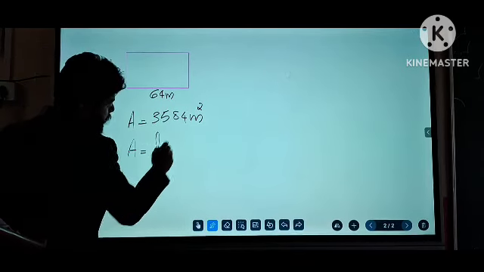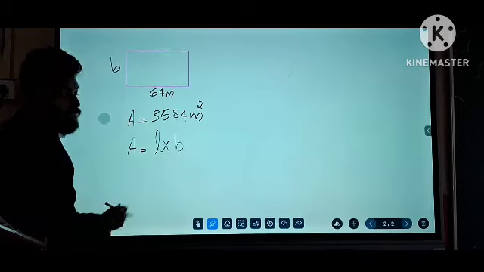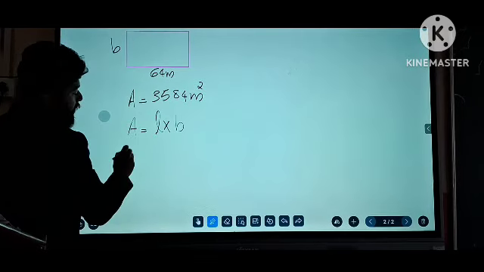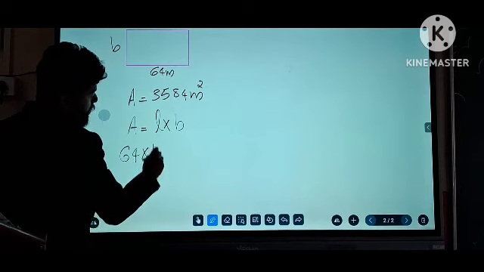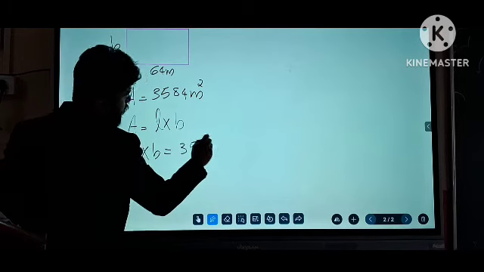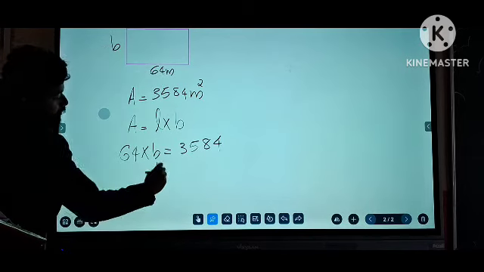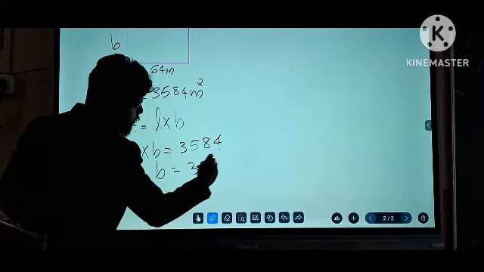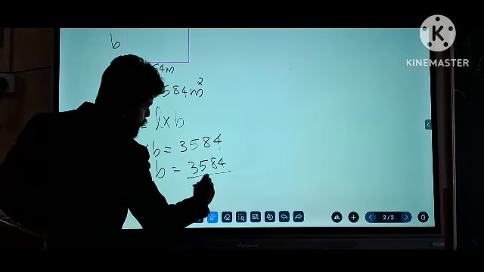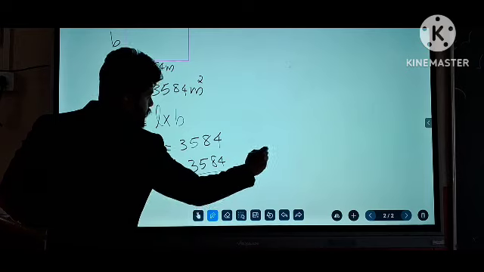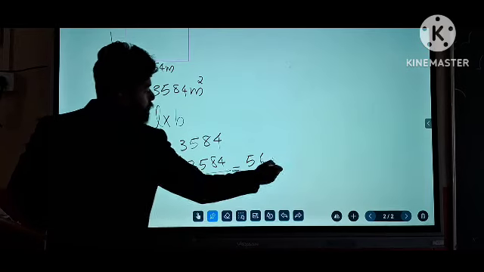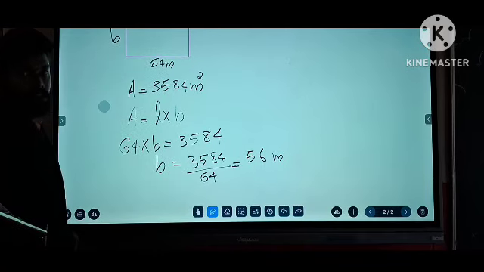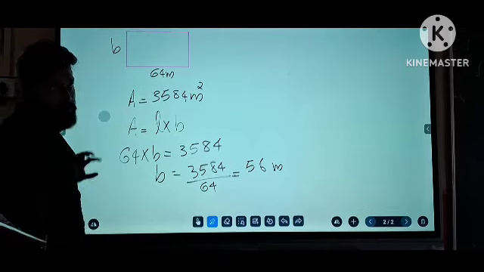Area is equal to length into breadth. So length is already given, that is 64, into breadth is equal to 3584. From this, breadth is equal to 3584 divided by 64, that is equal to 56 meter. Clear? Now we have the length and breadth.